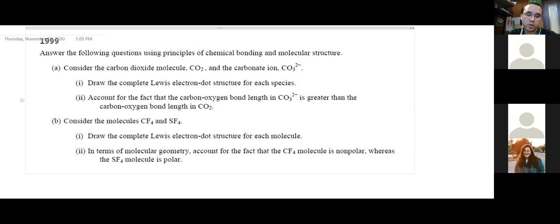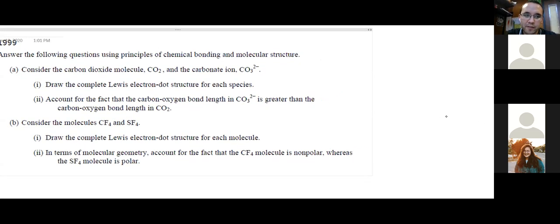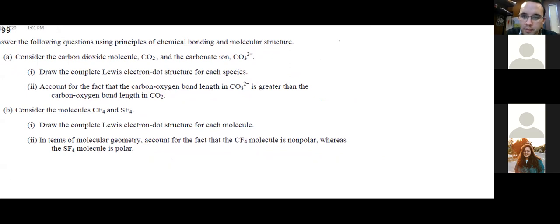All right, so we're going to start with the Lewis structures for CO2 and carbonate, right? Now, what's the first step of our Lewis structures? What do we need to find? The valence electrons. Number of valence electrons. So how many valence electrons does carbon dioxide have? Is it 4? Not 4, right? Carbon is 4. Each oxygen is 6. So you're right. It is a total of 16 valence electrons.